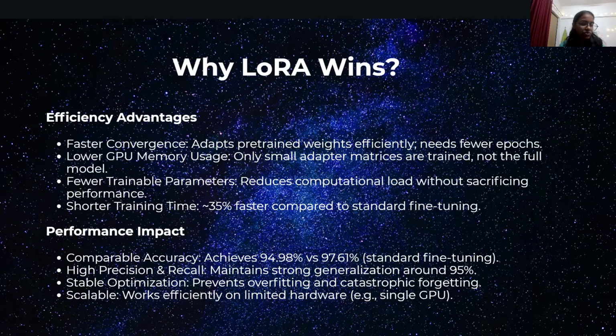Second is low GPU memory use. Only the adapter layers are trainable. This means the GPU doesn't have to store or backpropagate through all the parameters of ResNet50, making training lighter and more resource efficient. The third is fewer trainable parameters. The number of parameters updated is drastically reduced, often less than 1% of the full model. This translates to faster computation and lower energy cost, which is extremely useful for labs or students with limited hardware access.